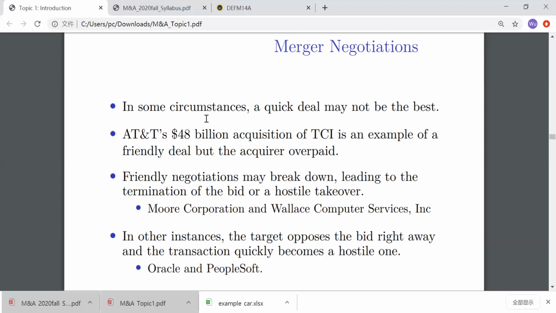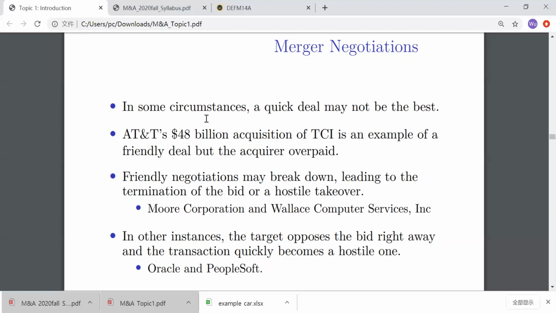Now, the process of merger negotiation could be quick or not. For example, AT&T's acquisition of TCI was a friendly deal, a quick deal, but the acquirer overpaid. Basically, AT&T did not do a very good due diligence process. The deal was so fast, the negotiation went so fast, that's why AT&T overpaid. If you think about it, it's always about the price. If you want to facilitate the deal, you can always pay a high price. Money talks. So that's why a quick process is not necessarily good, because you might be paying too much. And during the merger negotiation, friendly negotiation might break down, leading to a termination or a hostile takeover.